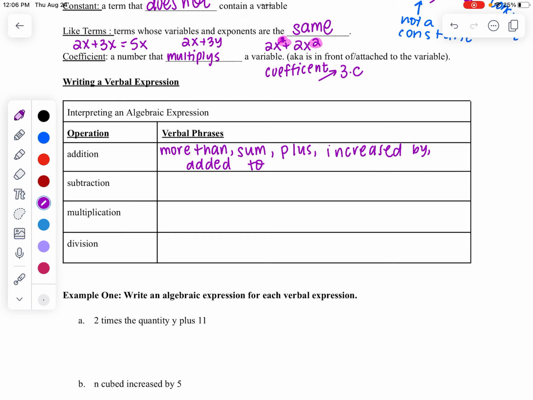Subtraction, you would have less than, subtracted from. Like, that's pretty easy. Obviously, you need subtraction. Difference, so what's like the difference of these two numbers? Decreased by, minus.